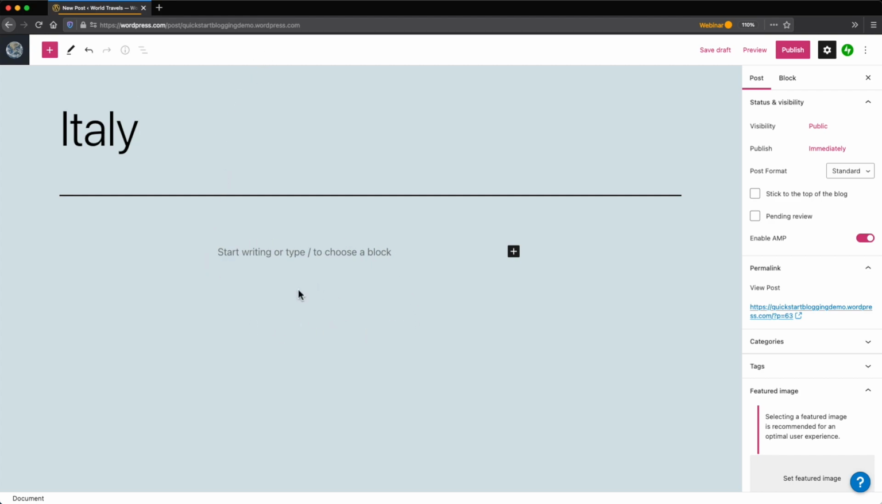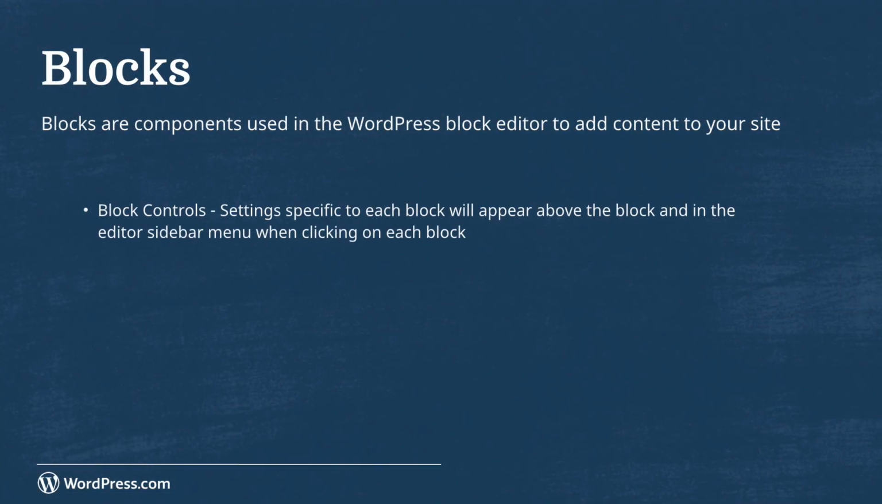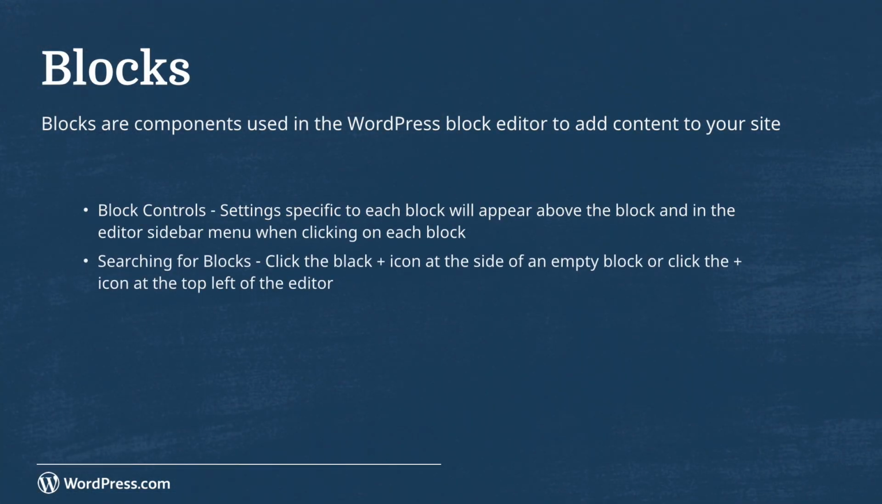We can now start to add some content to this post. But to do that, let's stop for a moment and talk about blocks. Blocks are components used in the WordPress block editor to add content to your site. Controls will appear dynamically based on what blocks we add, and we have lots of blocks to do a number of things on the page. So I'll walk through next how we can search to find which one you'll want to add.